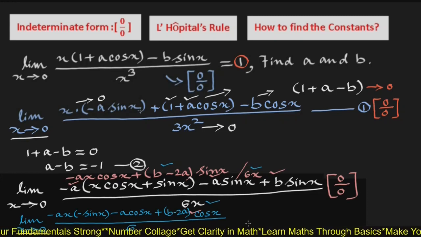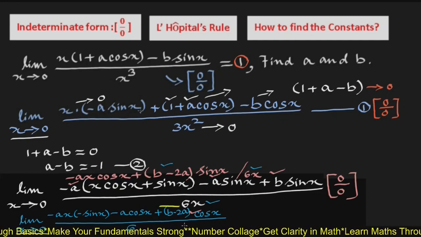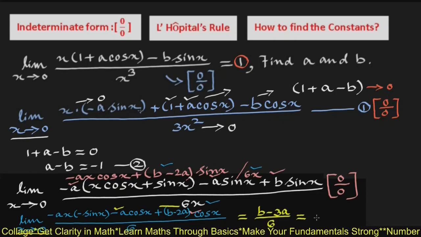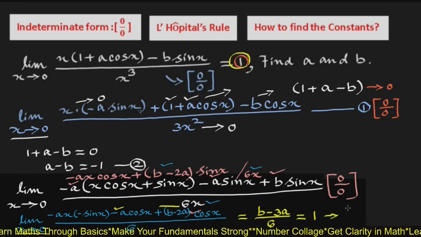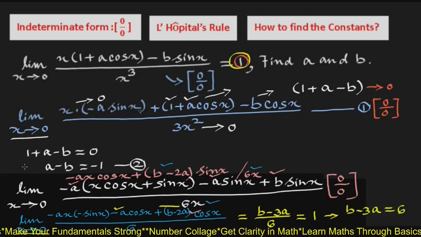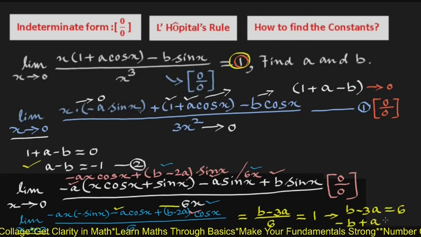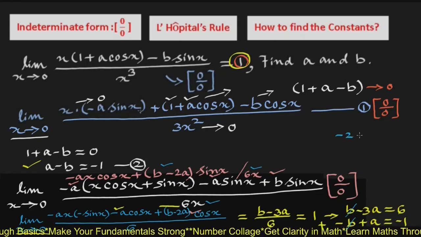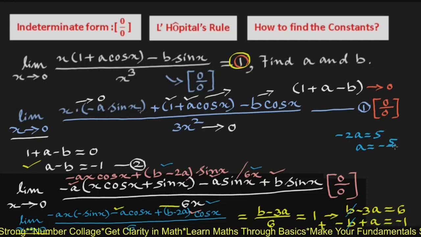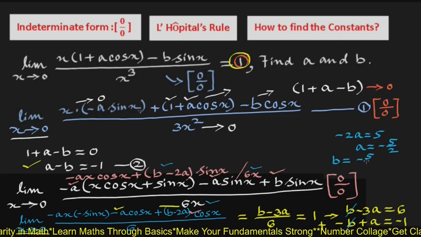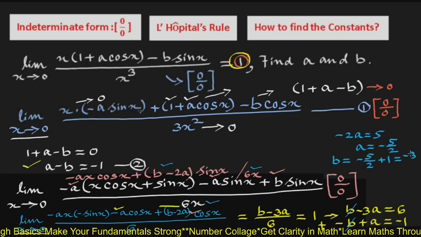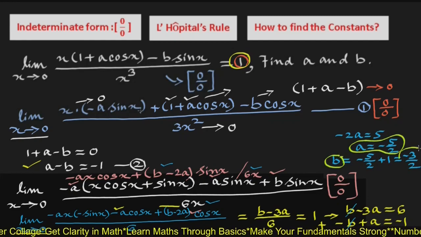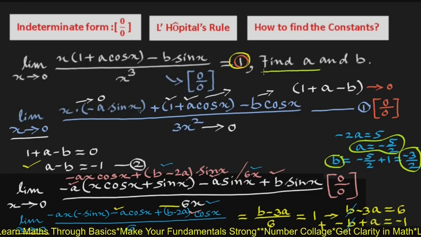Now as x tends to 0, the limit will be b minus 2a minus a, it will be b minus 3a upon 6, which is given to be 1 here. So this will be b minus 3a equals 6, and here we have a minus b equals minus 1. Adding these two equations, b minus b will be 0. So minus 2a will be 5, a will be minus 5 upon 2, and b will be minus 5 upon 2 plus 1, minus 3 upon 2. So a equals minus 5 upon 2 and b equals minus 3 upon 2 are the values of a and b.